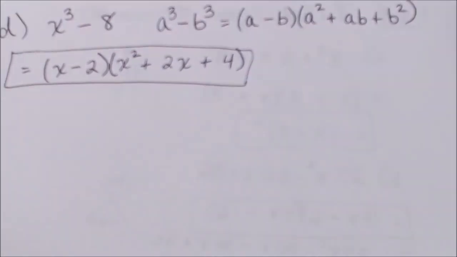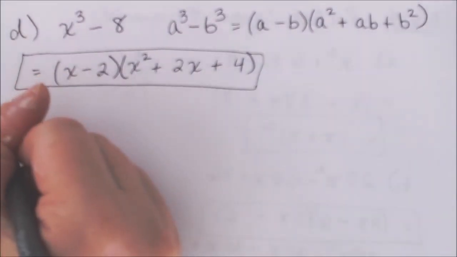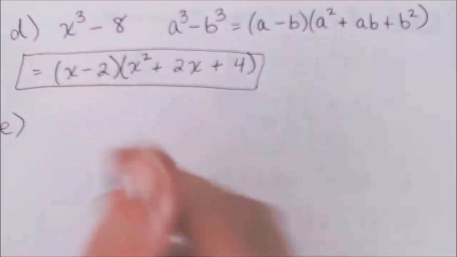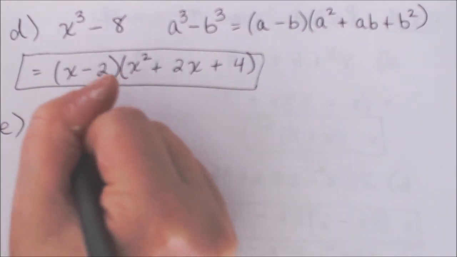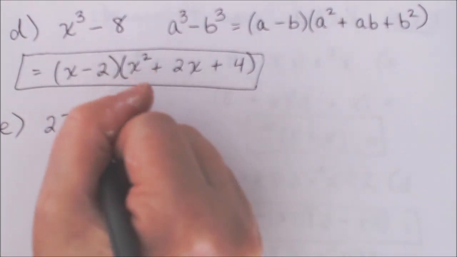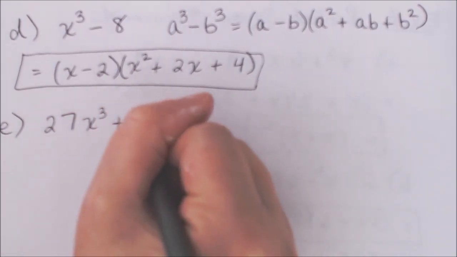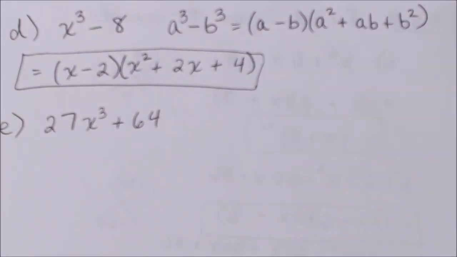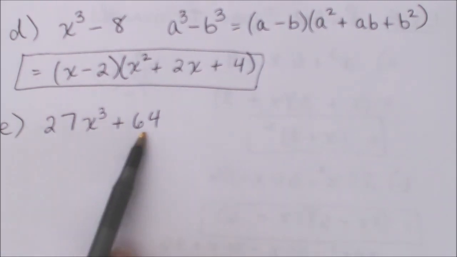And that's it. There's one more type of cube formula we need to know, and that is a sum of two cubes. Let me give you an example. 27x cubed plus 64. So we have a sum of perfect cubes. 27 is the cube of 3. 3 times 3 times 3 is 27. 64, it's a perfect square, but it's also a perfect cube. 4 times 4 times 4 gives you 64.